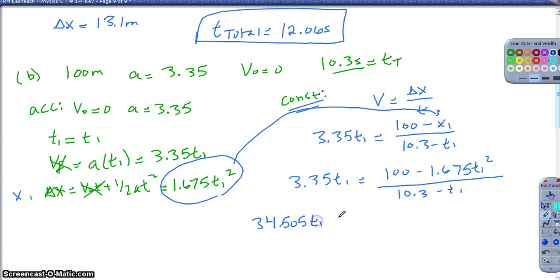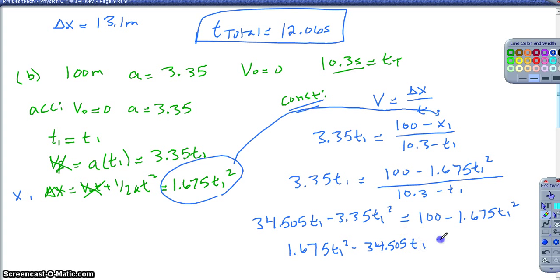34.505 t1, that's coming from the 10.3 times that, minus 3.35 t1 squared, equals 100 minus 1.675 t1 squared. And obviously at this point, if you look at it, you've got a t1 squared and a t1, so you have to get everything to the same side so that you can factor it. So then when I get everything to the same side, I get a positive 1.65 t1 squared minus 34.505 t1, and then plus 100. So that's where I get my quadratic equation from.